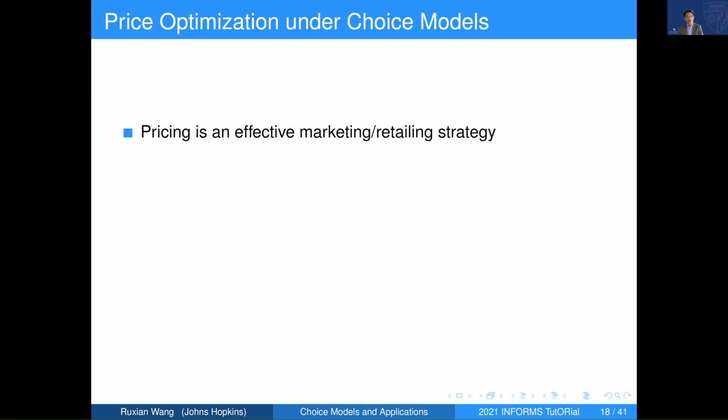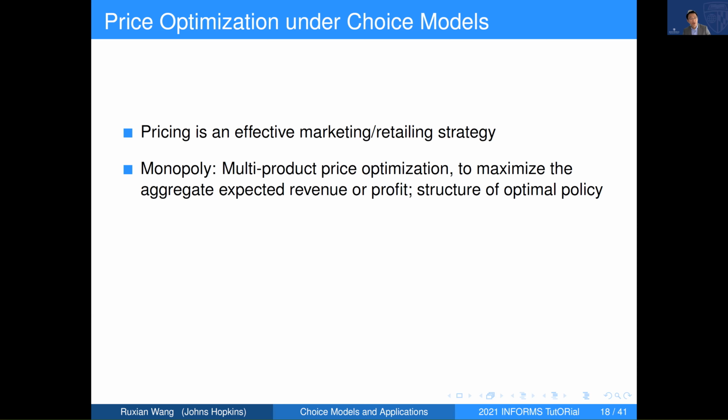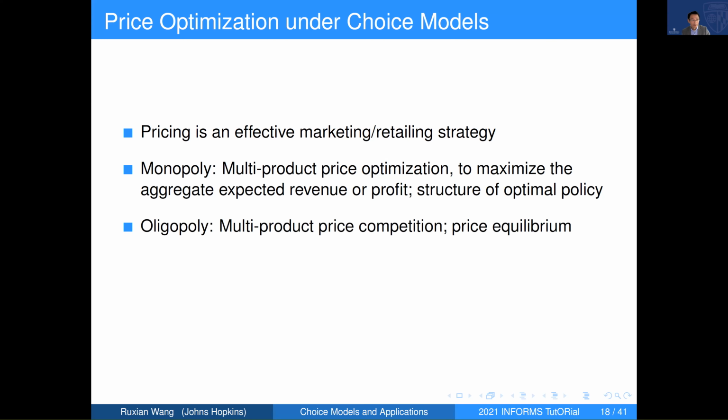All right, and now let's consider some operations problems. The first one is price optimization on the choice models. Pricing is an effective marketing and retailing strategy. And in monopoly, we can consider multi-product price optimization to maximize the aggregate expected revenue or profit. We focus on the structure of the optimal pricing strategy.